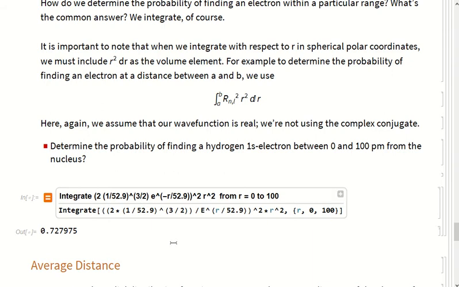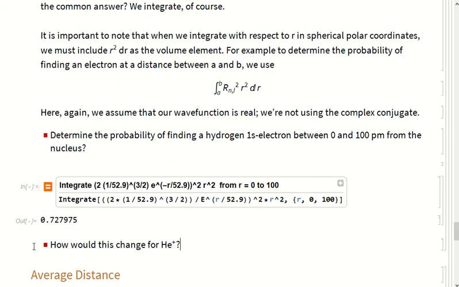So we perform that integration, and we find that it's 0.727975, or roughly 0.73. So there's a 73% chance that a 1s electron in the hydrogen atom will be found between the nucleus and 100 picometers from the nucleus.